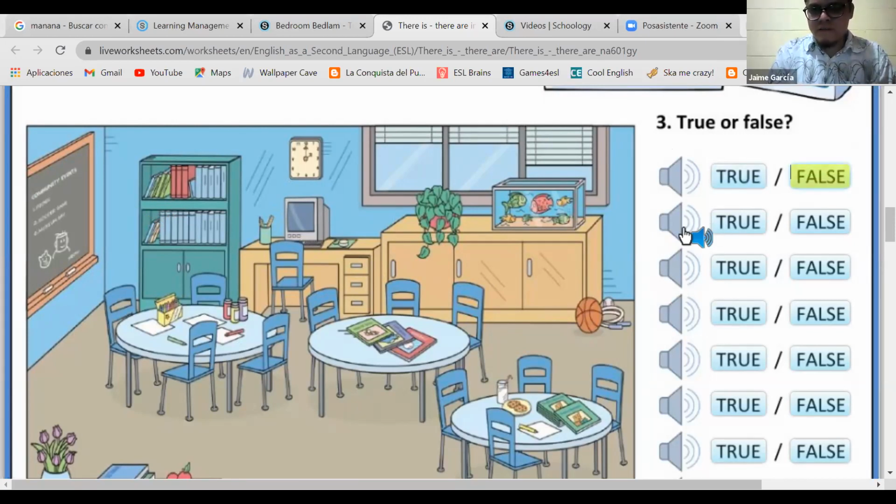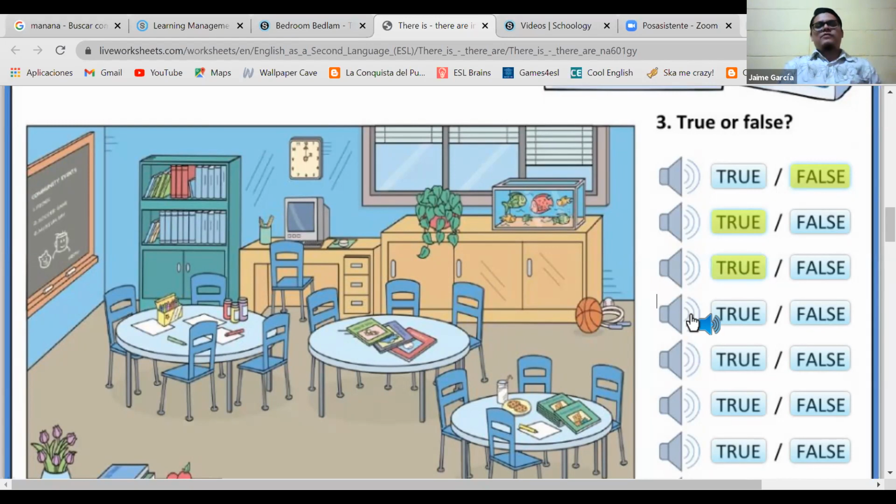Okay. False. There are 3 tables in the classroom. True. What did you hear? 3 tables. Noemi? True. Yes. There are 3 tables in the classroom. True or false? True. Okay. True. There is a ball on the floor. True. Okay, true.